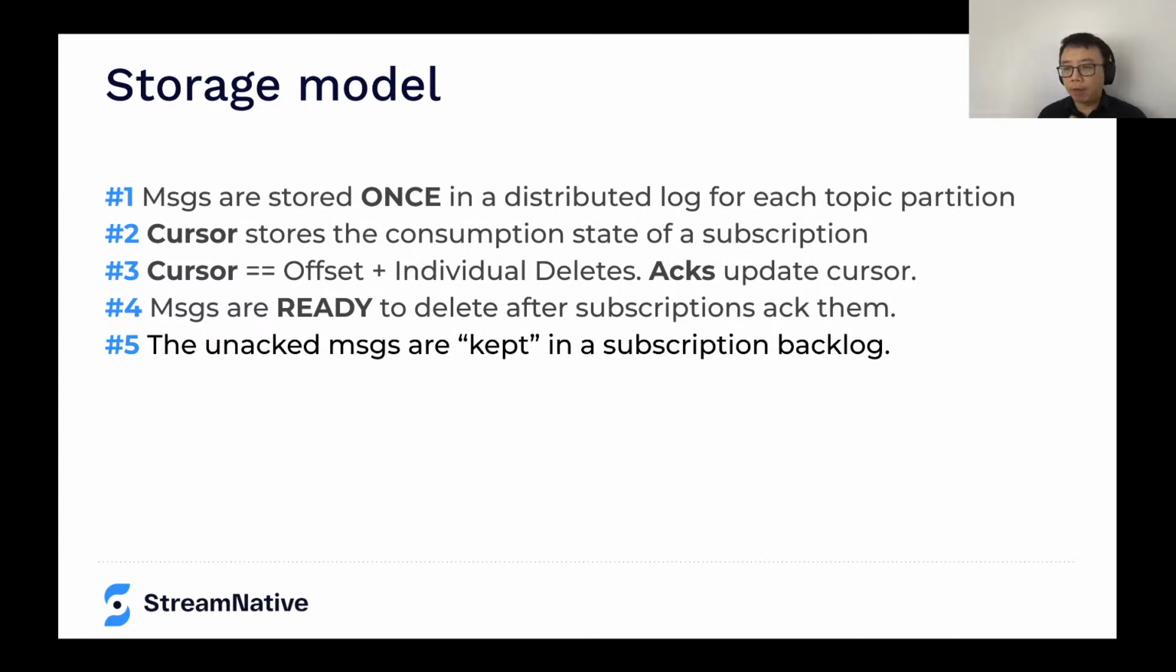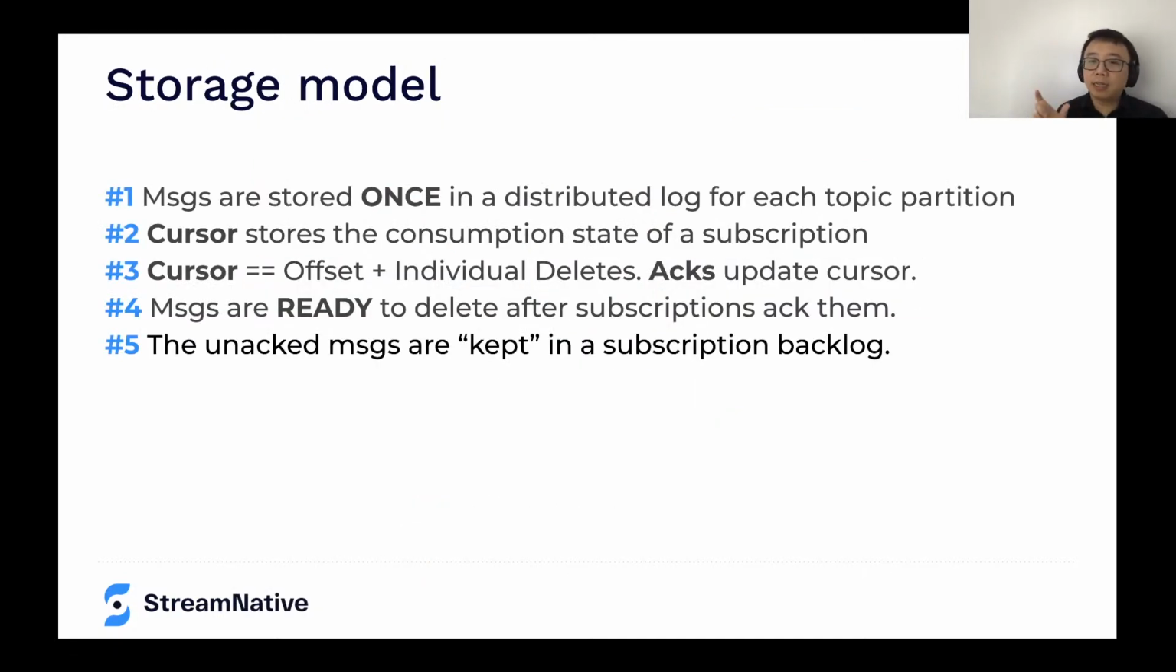the important takeaway from here is the unacked messages are kept in the subscription backlog. I say kept, but that doesn't mean they are actually stored in a separate location. It just means those unacked messages are not ready for deletion. So from an observability perspective, you are able to view through topic stats how many messages are not acked in a given subscription in the topic.